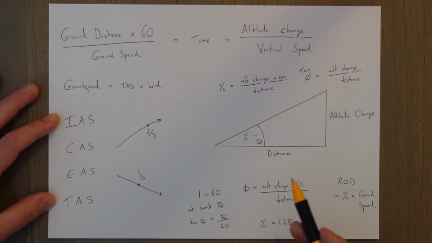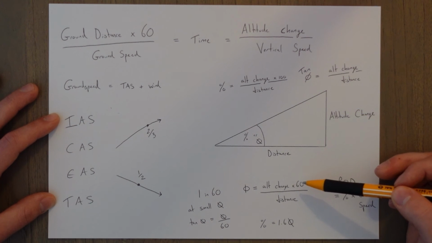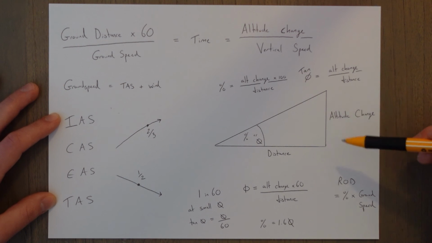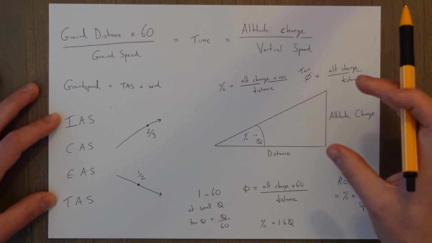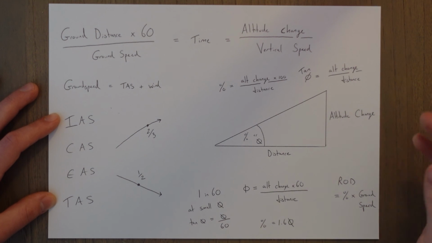We can say that theta, the angle of the gradient, is equal to the altitude change multiplied by 60 over the distance. And because it's a 100 multiplier up here and a 60 multiplier up here, we can easily convert from percentage to angle, saying that the percentage gradient is equal to 1.6 times the angle gradient. And we can think of gradient in terms of actual distances, or we can think of it in terms of speeds, because that's just the distance with an added time factor to it. It's the distance over the time.